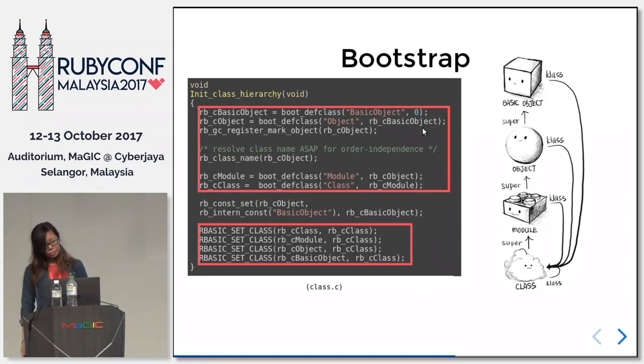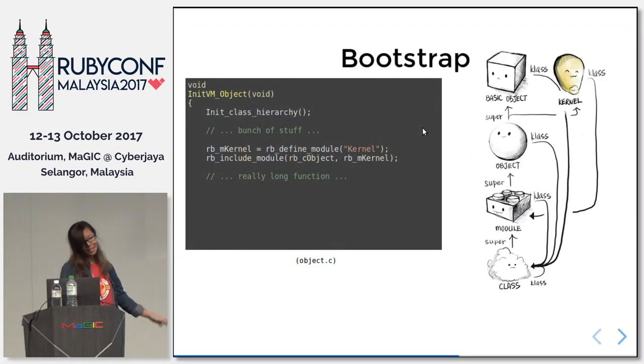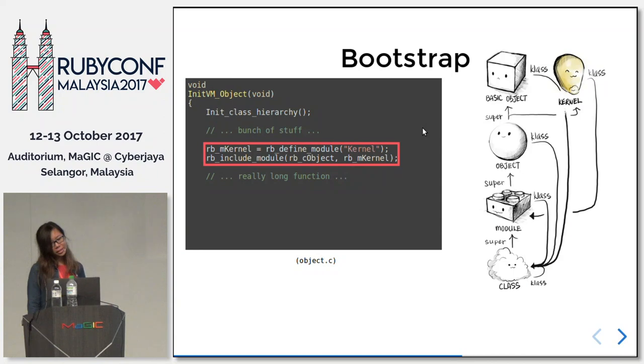And maybe at this point you're wondering, like, where is Kernel? So go back to Init_VM_Object, gigantic function, but somewhere in there, we are actually defining Kernel and including it in Object. And so our diagram now looks like this.